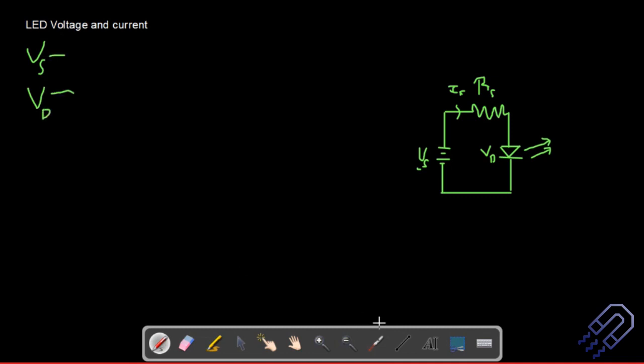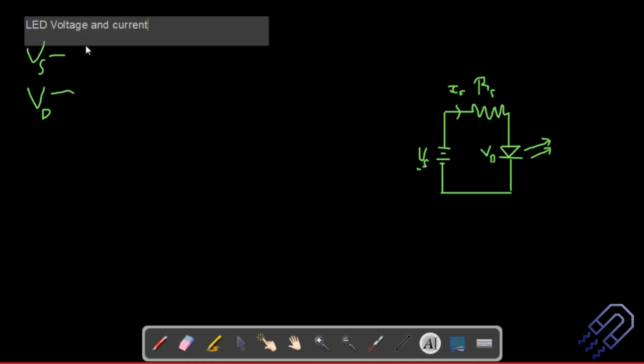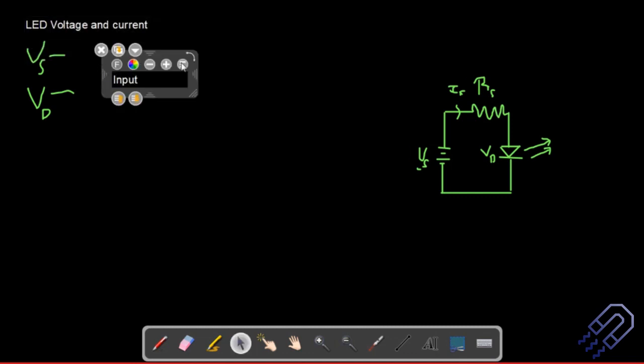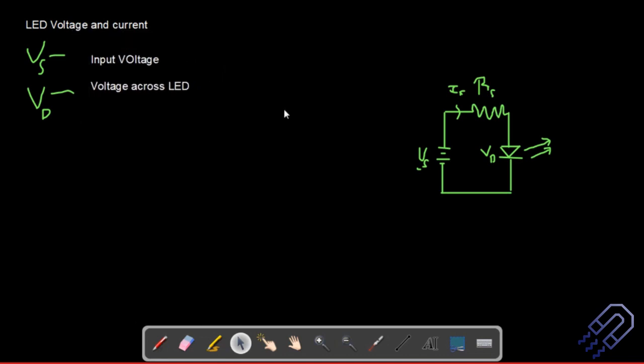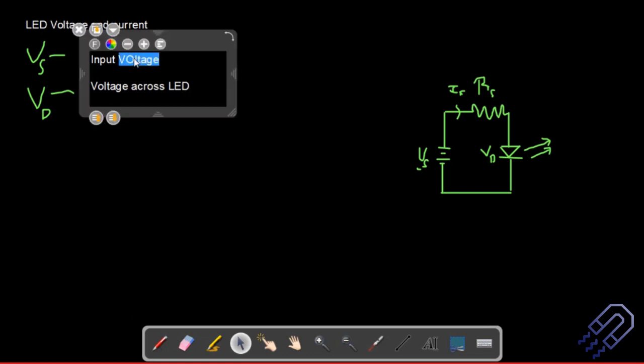Maybe we can write down some points. Let's write down what our Vs is. This is nothing but the forward bias voltage, the input voltage. And this VD is the voltage across the LED. So we have the voltage across the LED and the input voltage. When we have these two voltages, we know the voltage drop across the resistor. I'll write that part.